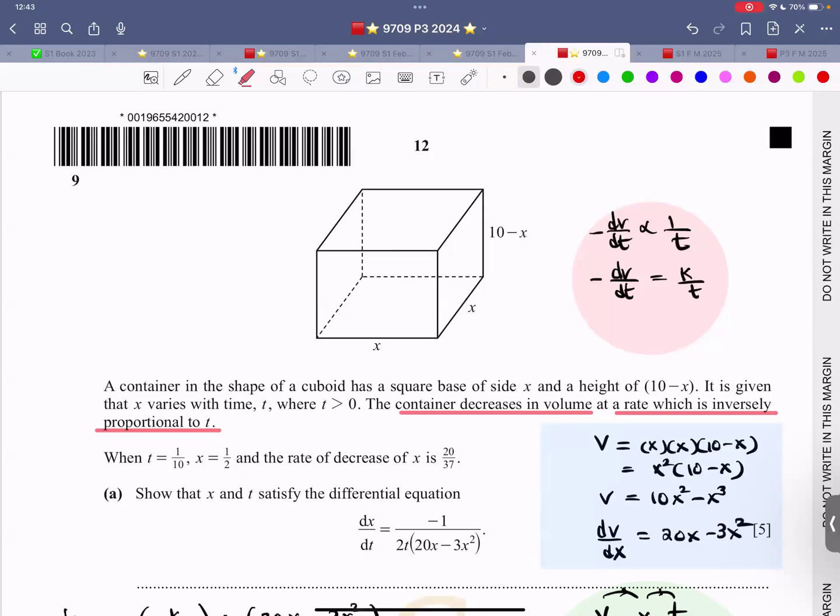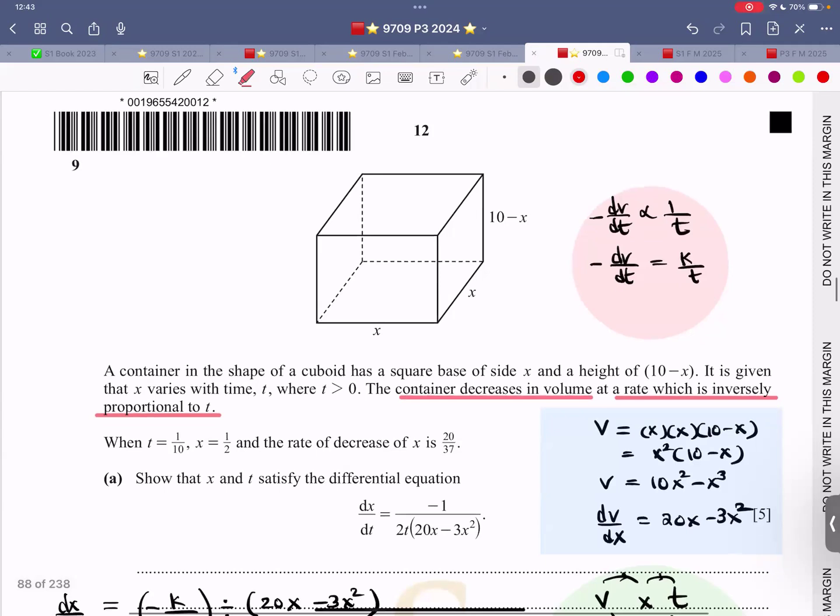And it says a container in the shape of a cuboid has a square base with side x, and the height is this thing. So the base is a square, that is x by x. Let me make it thicker so that you can start thinking about it. This is x, this is x. And then we have a height, which is 10 minus x over here.